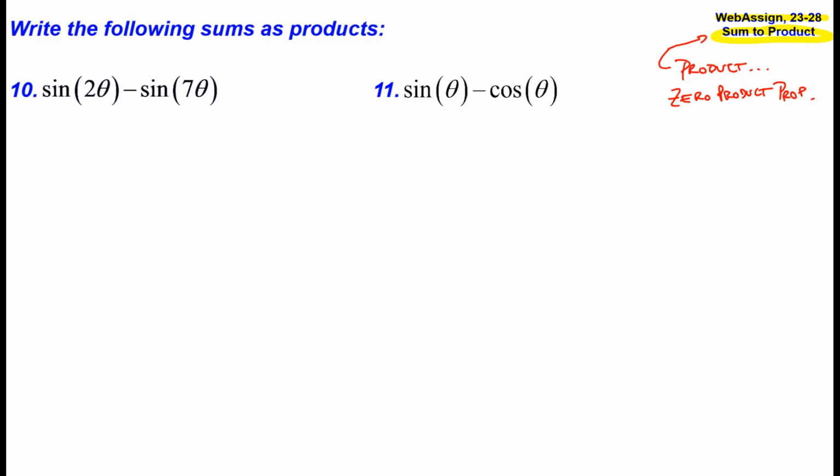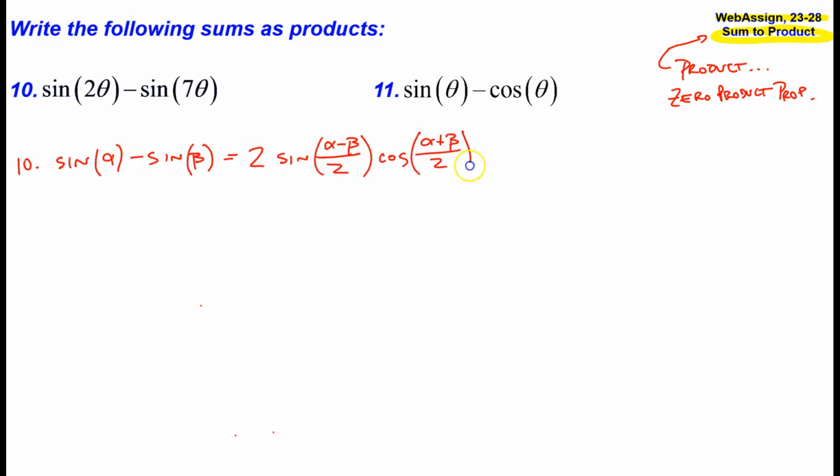So let's start with number 10 here. Number 10 is sine 2 theta minus sine 7 theta. And the first thing I'm going to do is write down that sum to product formula for us. There it is, folks. That's the sum to product formula. Now let's apply it to sine of 2 theta minus sine of 7 theta.